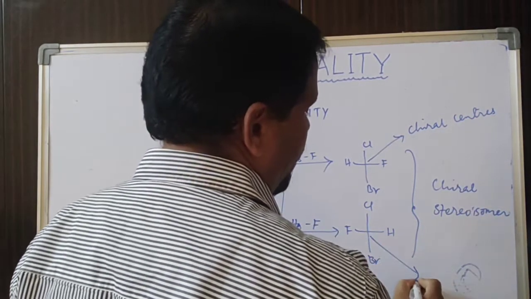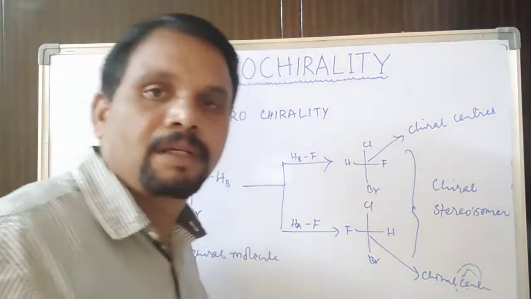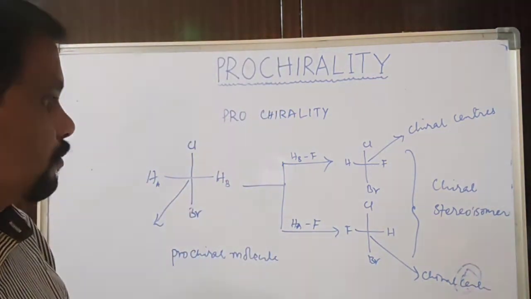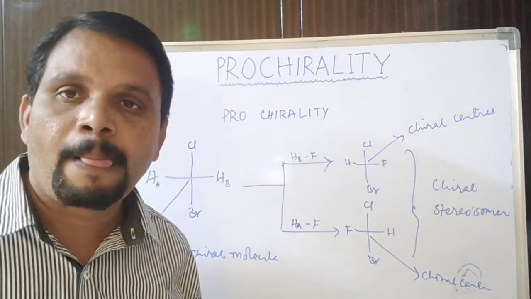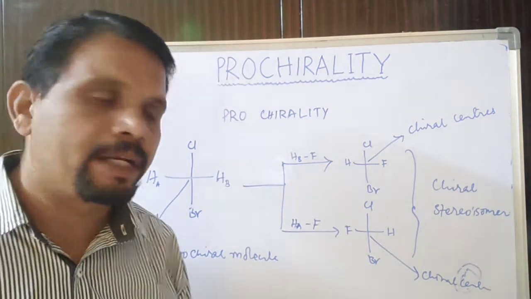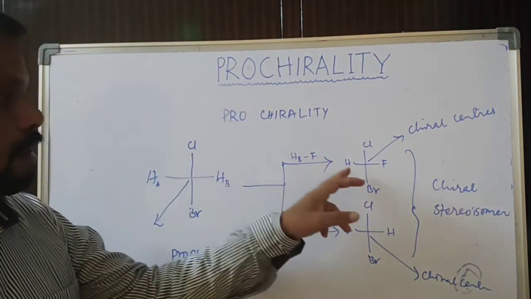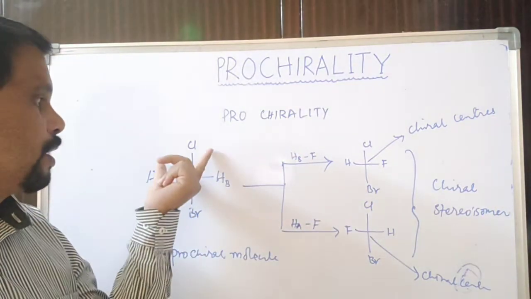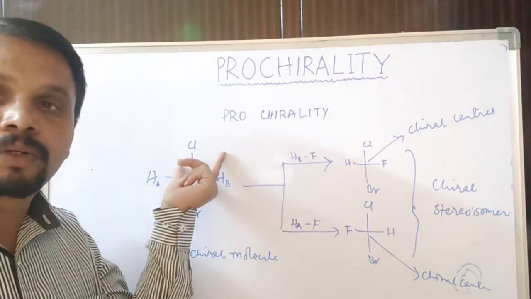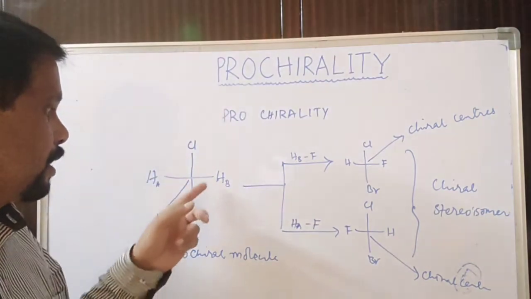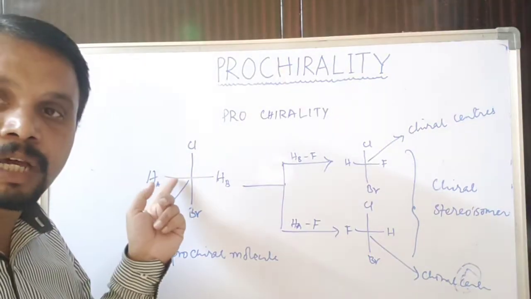This is also a chiral center. Chiral center. Okay, now with this example, it is very clear to understand that in this reaction, this molecule is converted to a chiral molecule. This is a chiral molecule. This is a chiral molecule. There is no chirality here because there are these two hydrogens attached to this carbon.